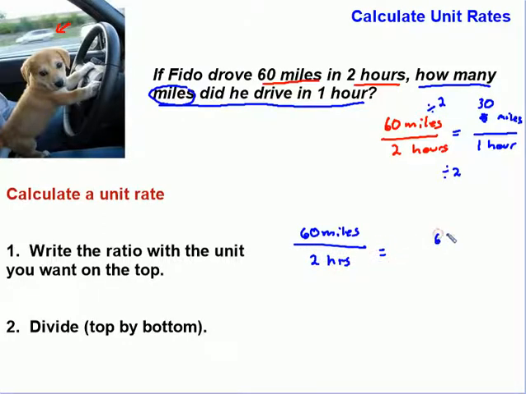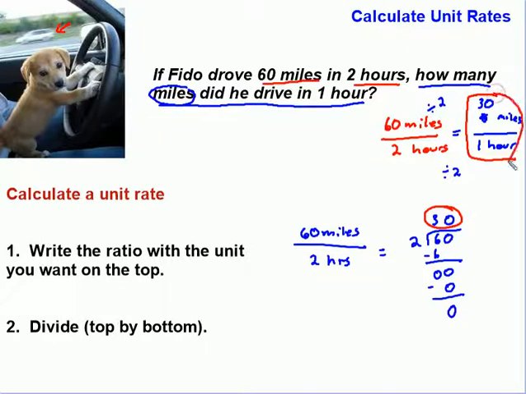Well, 60 divided by 2, 2 goes into 6 3 times. 2 times 3 is 6. We subtract. 6 minus 6 is 0. 2 goes into 0 0 times. 0 times 2 is 0. 0 minus 0 is 0. That's a lot of zeros. So our answer is 30. How many miles did he drive? He drove 30 miles in 1 hour. And we got the same thing up here, 30 miles in 1 hour.